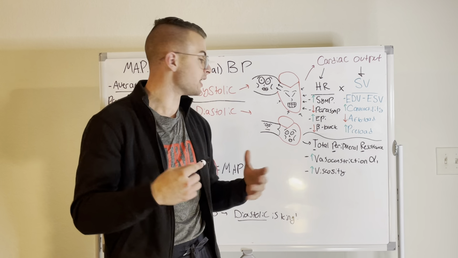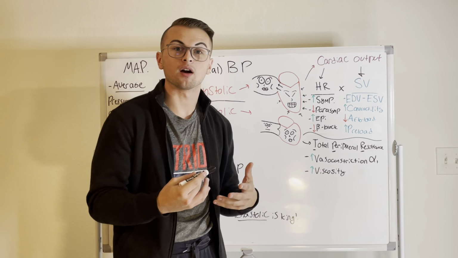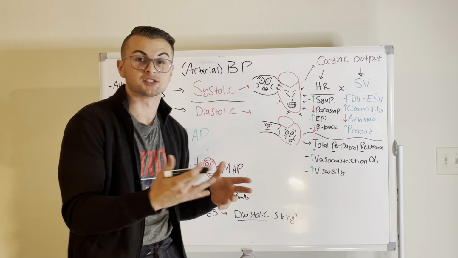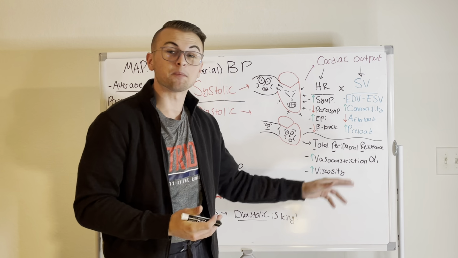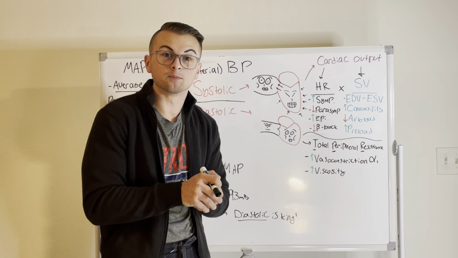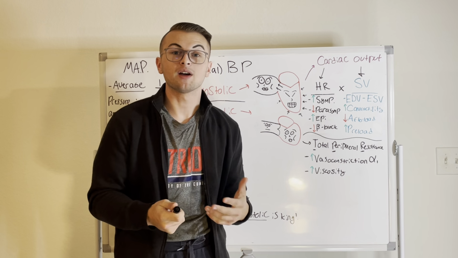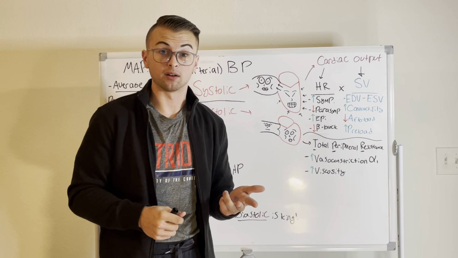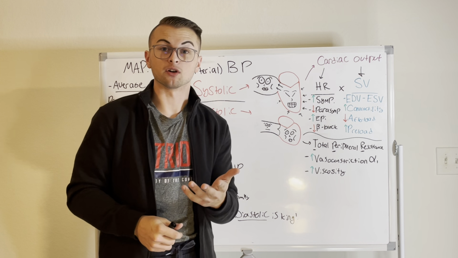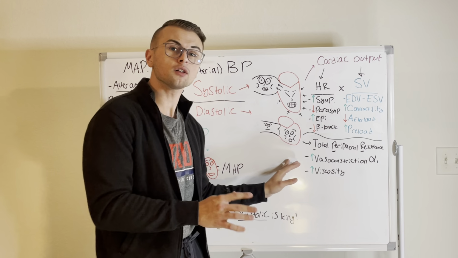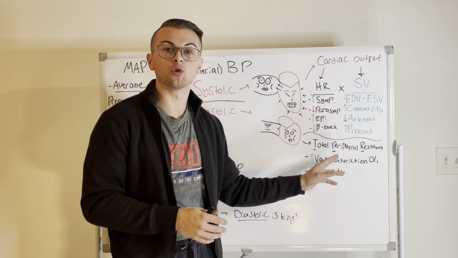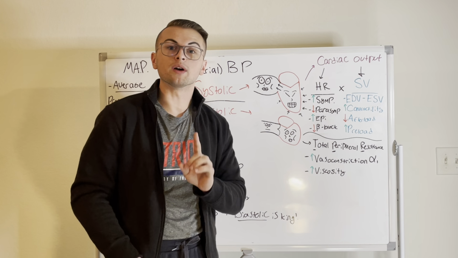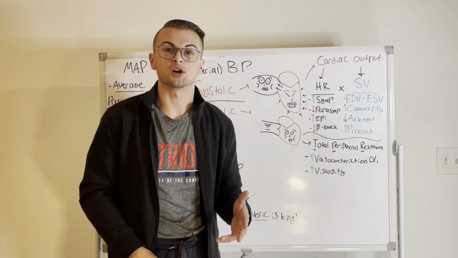So we can actually increase our TPR and increase our diastolic blood pressure by clamping down really, really hard. How do we do this? Well, we can give alpha 1 agonists like norepinephrine, phenylephrine, or oxymetazoline, better known as Afrin. All of these will increase our total peripheral resistance, which will increase our diastolic blood pressure.